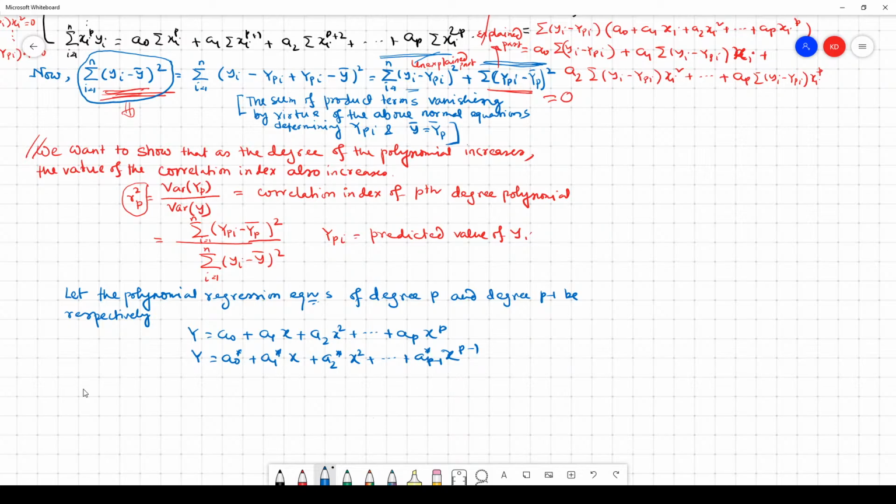And for estimating constants we use the least square technique. So we write this as the constants a0*, a1*, ..., a(p-1)* are determined by the least square method.